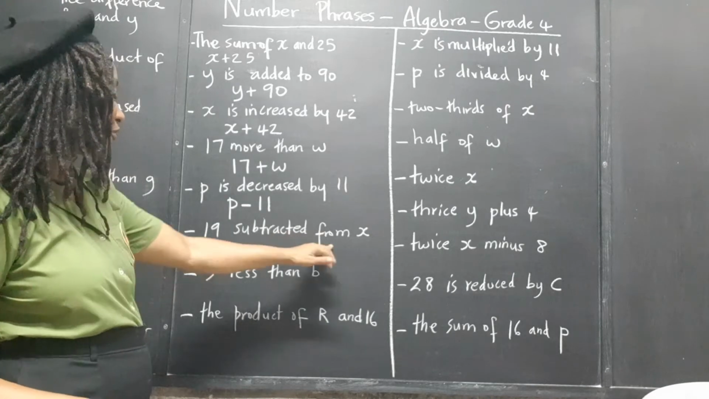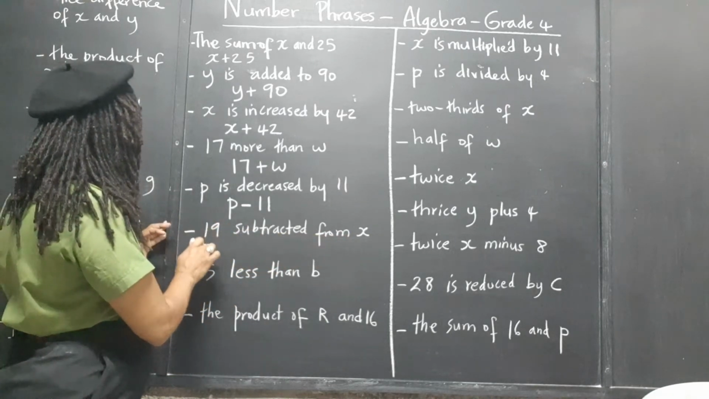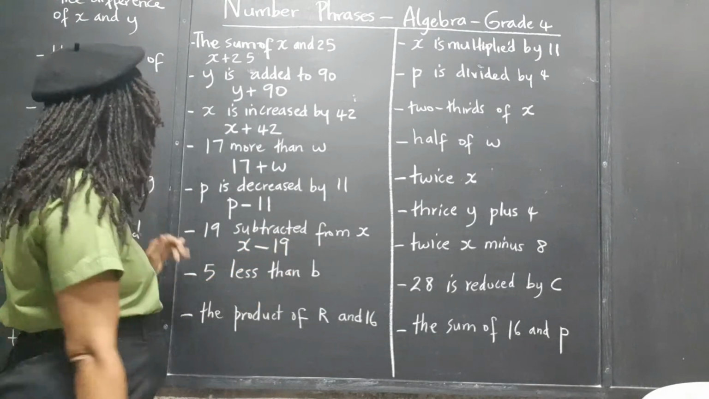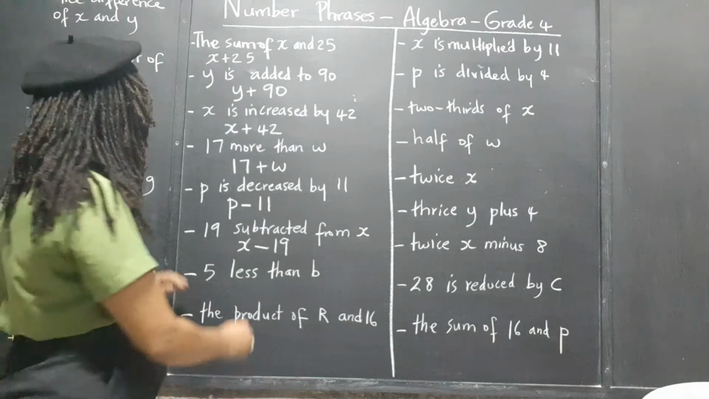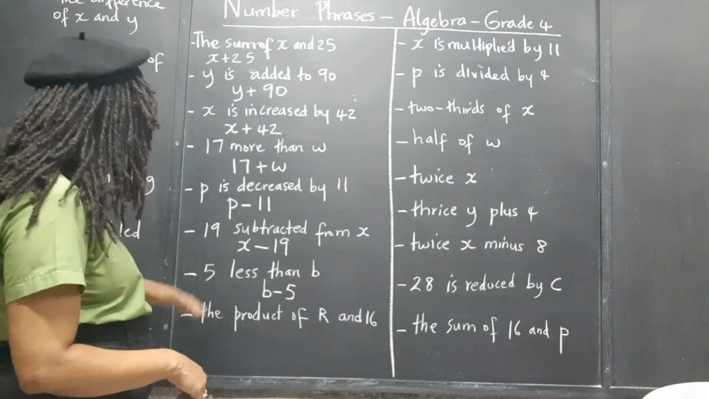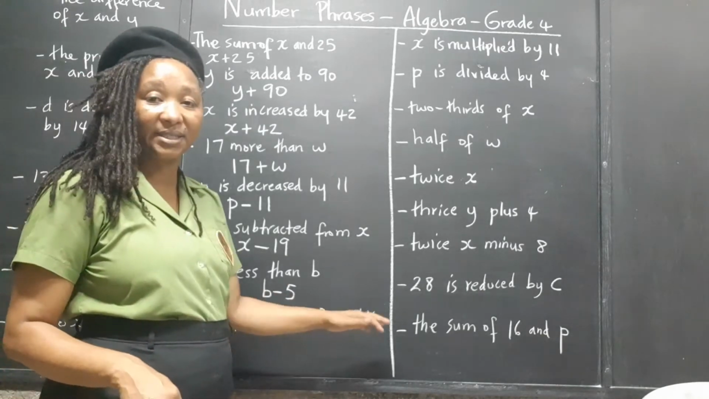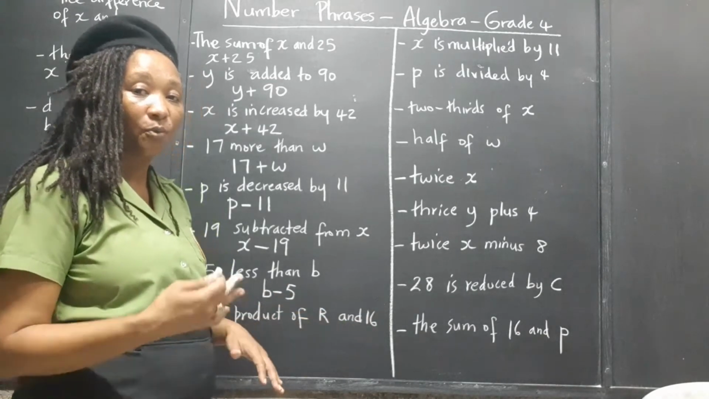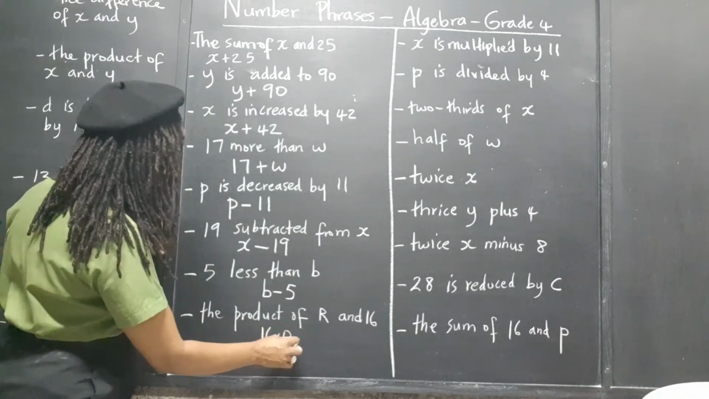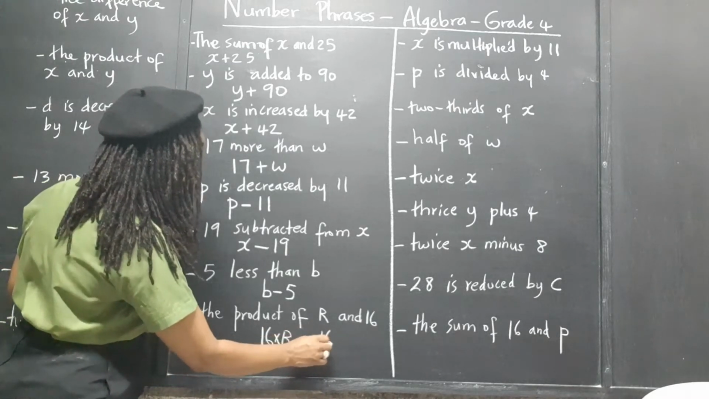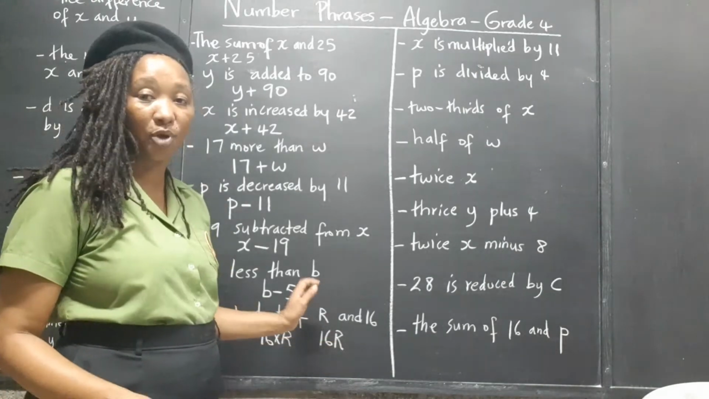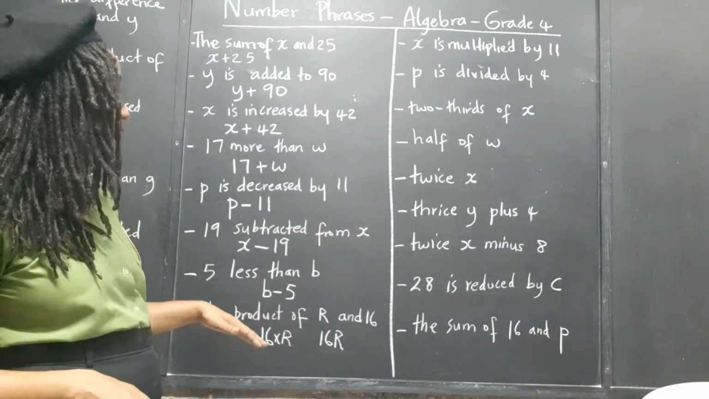19 subtracted from x. So we're taking this from this. So it's x take away 19. 5 less than b. Less than means we subtract. So 5 less than b. The product of r and 16. Product means we multiply. So that would be 16 times r, or we could just write it as 16r. 16r means 16 times r. The product of 16 and r.